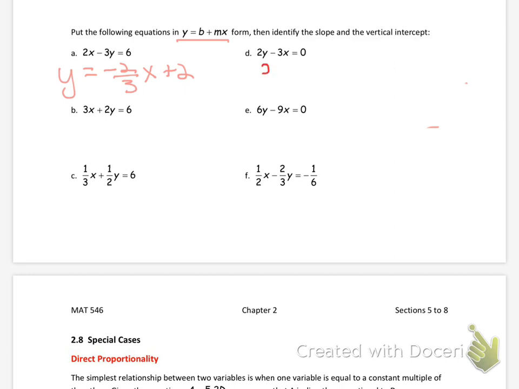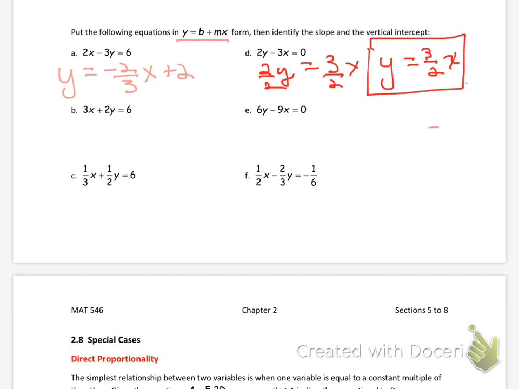Okay, so how about if I said 2y equals 3x? Interesting. Okay, so there's no b here. Divide both sides by 2, and you end up with y equals 3/2 x. The y-intercept is 0. It goes through the origin. Okay, so we'll change again, and we'll say I have 2y equals 6 minus 3x. Divide everything by 2, and I end up with y equals 3 minus 3/2 x.